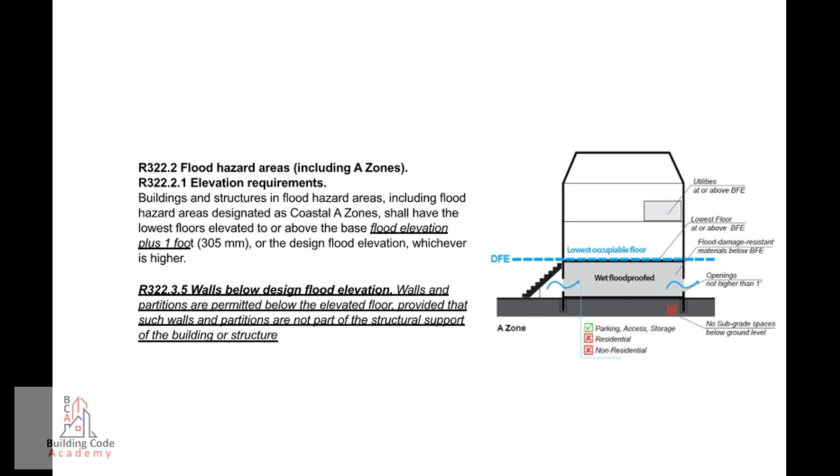R322.2 Flood hazard areas, including A zones. R322.2.1 Elevation requirements. Buildings and structures in flood hazard areas, including flood hazard areas designated as coastal A zones, shall have the lowest floors elevated to or above the base flood elevation plus 1 foot (305 millimeters), or the design flood elevation, whichever is higher.